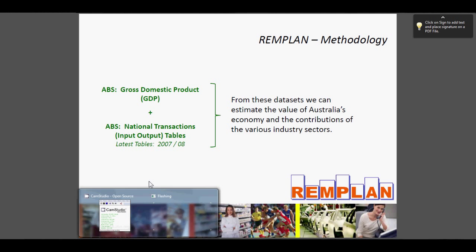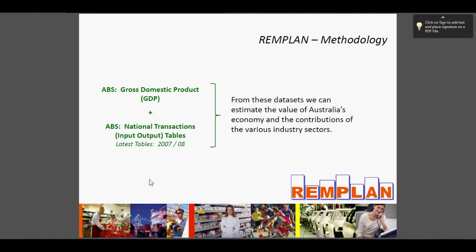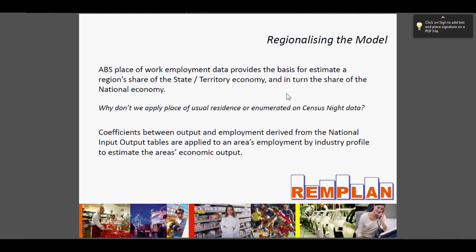Part of those tables, it's not just the total output that each industry generates, but it's also the total number of jobs associated with those activities. To that, we then apply place of work employment data from the census to understand how that economic activity by industry sector is distributed across the country.